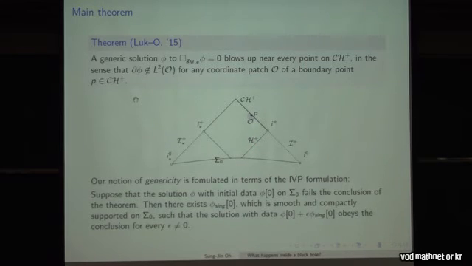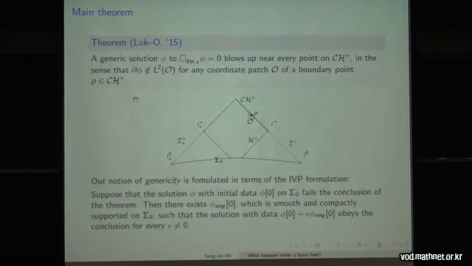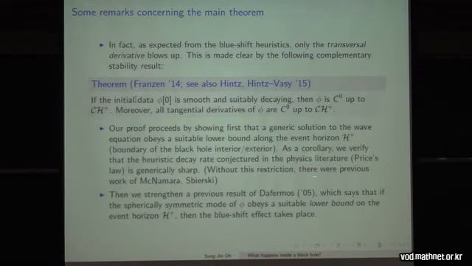Okay, so in fact, as a corollary, we verified that the heuristic decay rates of the solution to the wave equation posed by physicists, which is called Price's law, is generically sharp. So it's attained as a lower bound.